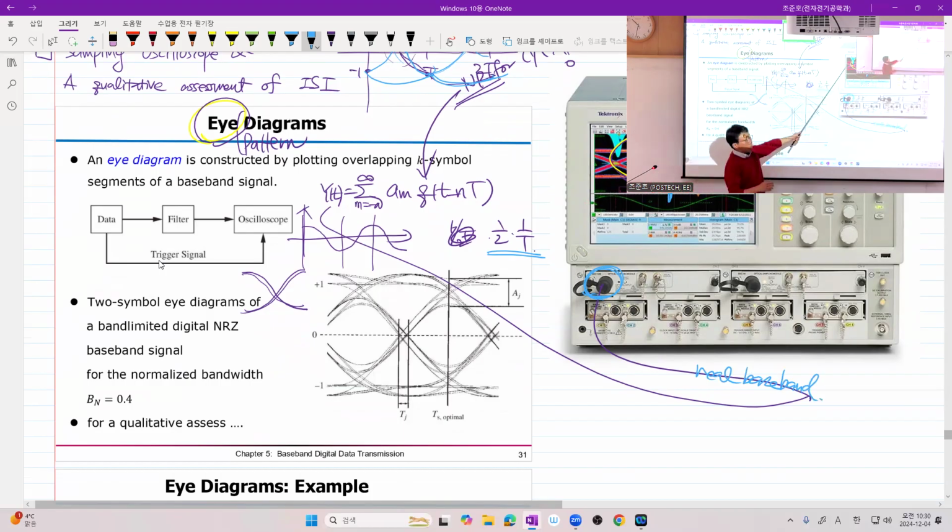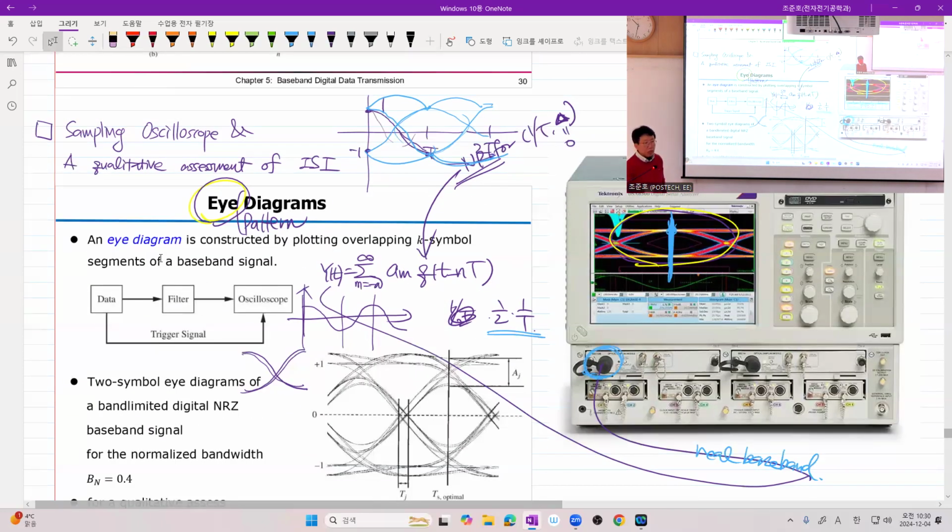Otherwise, we may not see some beautiful eye diagram like this. For example, if we apply a real bandpass signal, we may not observe this. But be careful. As I told you, some very high cost oscilloscope demodulates the received signal, if the received signal is a bandpass signal, and then shows the eye diagram.